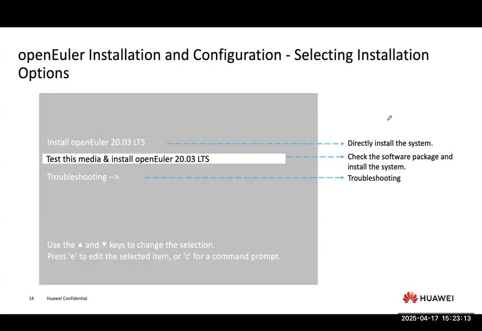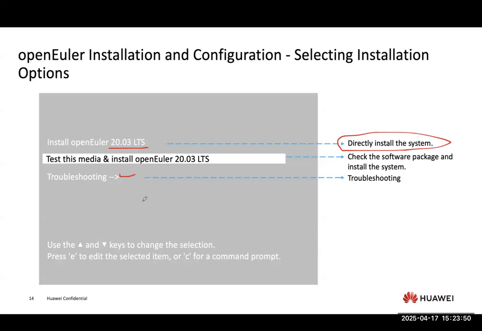After you put in your USB stick or your CD-ROM or your virtual CD-ROM, you will get this menu popping up. In this case here, we have 20.03 LTS. It could be different from the version that you want to install. You would then say directly install to the system because you want to install it. Unless you want to check the software package, then you use the second option, which is this one. And if you failed to do something before and your system crashed, you can go into the troubleshooting mode. But for now, when you install it, you say install openEuler.